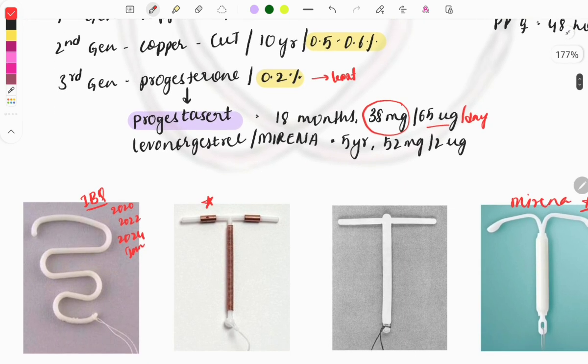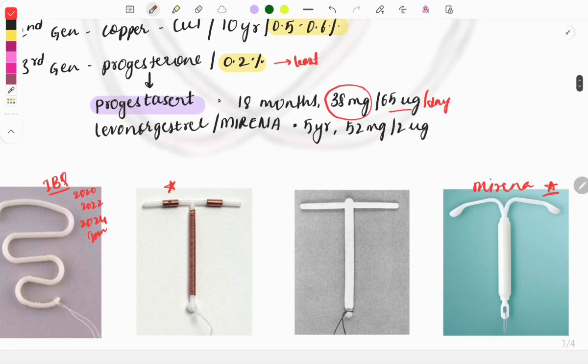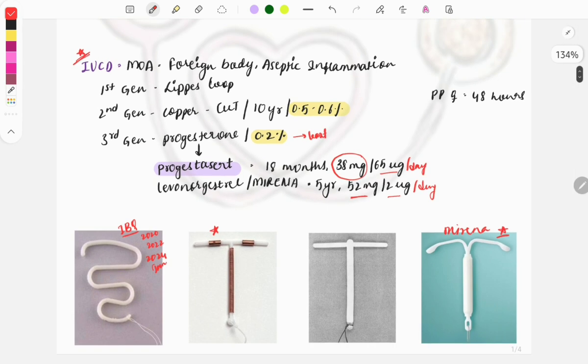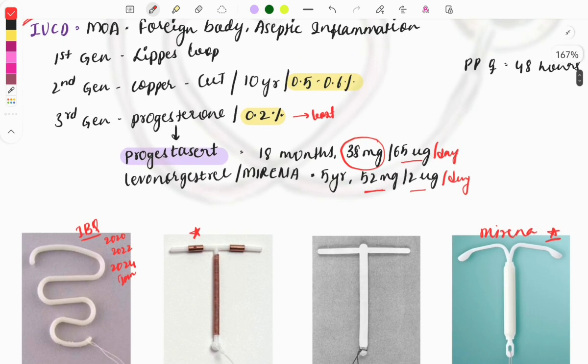Then another is the Mirena, which is the levonorgestrel, and it is valid for 5 years, and this is the amount of the progesterone, and 20 micrograms per day is released. Okay, the progesterone is released from this one. So this is about the IUDs. It is a very important topic, must know.